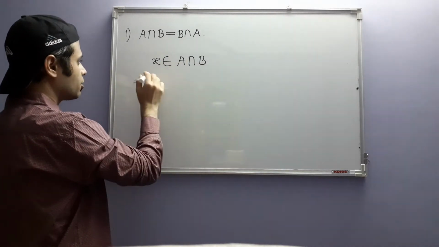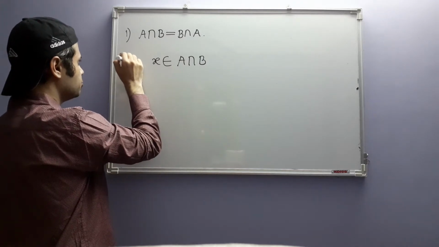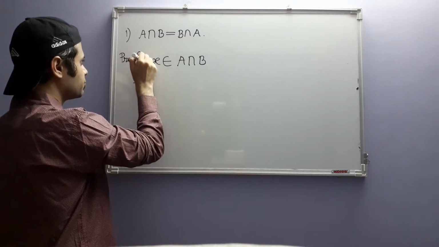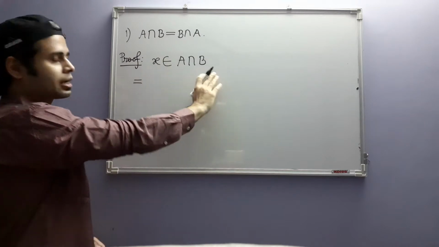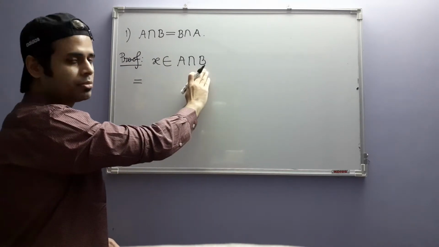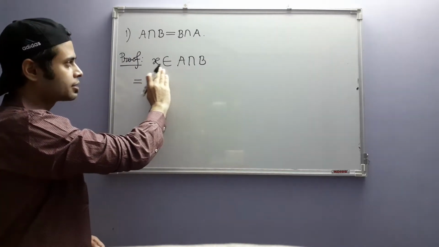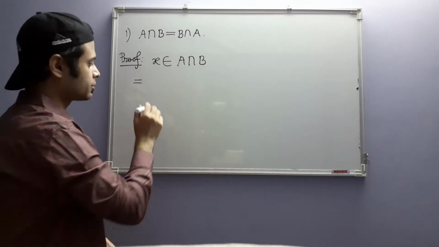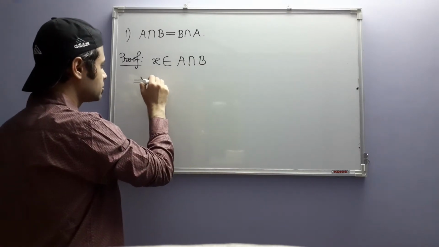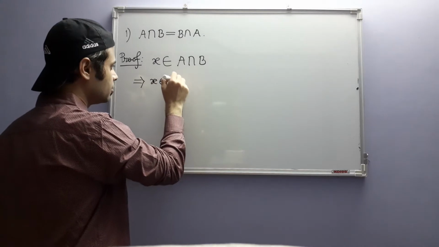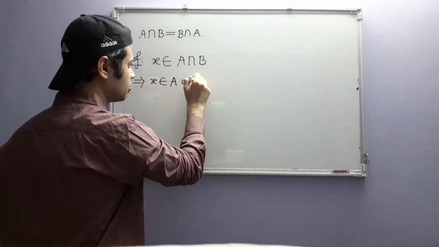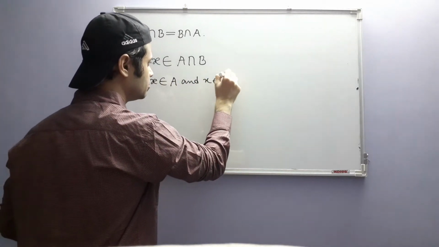So the solution, or rather the proof, of this fact can be started like this because this is a legitimate statement. It says that x is an element in A intersection B. So this implies x belongs to A and x belongs to B.